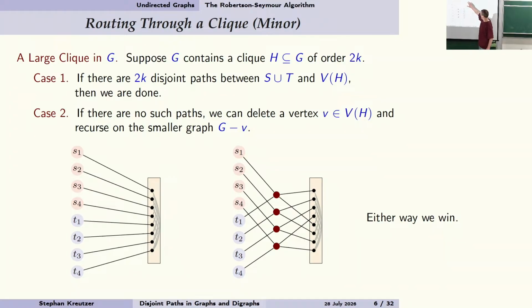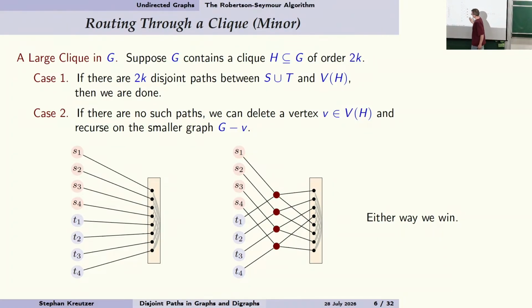So maybe let's look at this first. So suppose for the moment that we have a graph, and it contains a subgraph H, which is isomorphic to a clique on at least 2k vertices. Now I could ask Menger again, let's say I apply Menger's algorithm. And what I'm asking for is, can I find 2k paths that connect S union T, so the set of all terminals, to the vertices of the clique? And I don't care about the order.